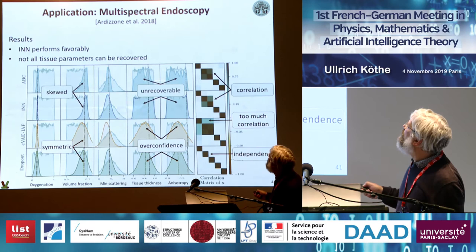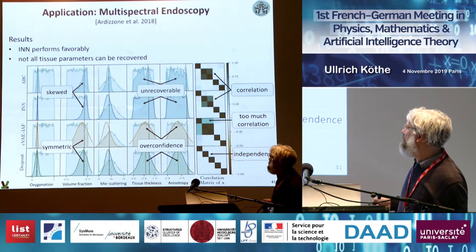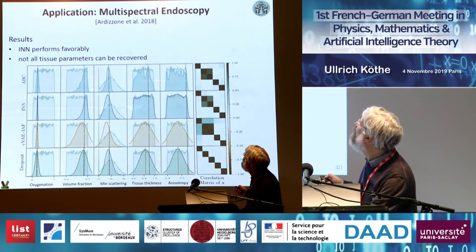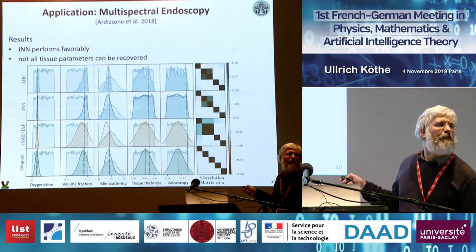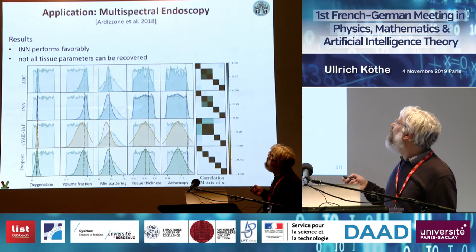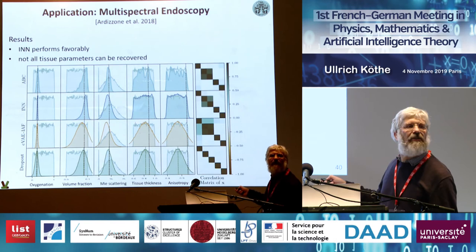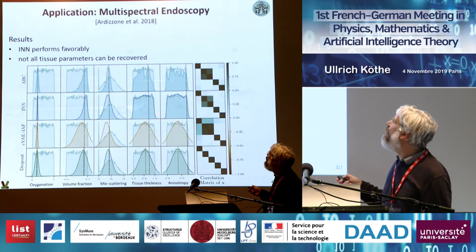So here is also a very interesting finding. It turns out that the tissue thickness and anisotropy parameters cannot be recovered from the light spectrum. And we see this in our estimate because here the posterior distribution, the blue one, is exactly equal to the prior distribution. So we have not learned anything by observing new data. Whereas in the alternative methods, we have a peak distribution. It has a big variance, but still a marked peak. So these methods still think that they have seen something, whereas our method tells us there's nothing to be seen.